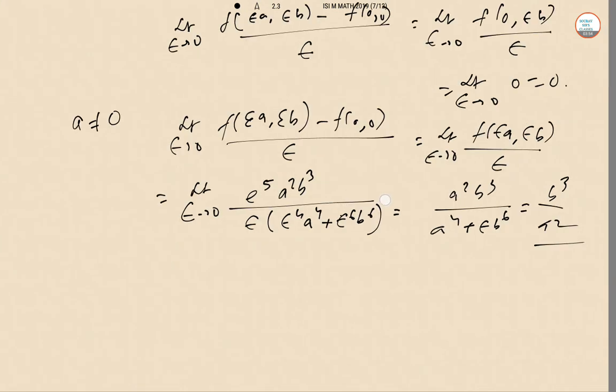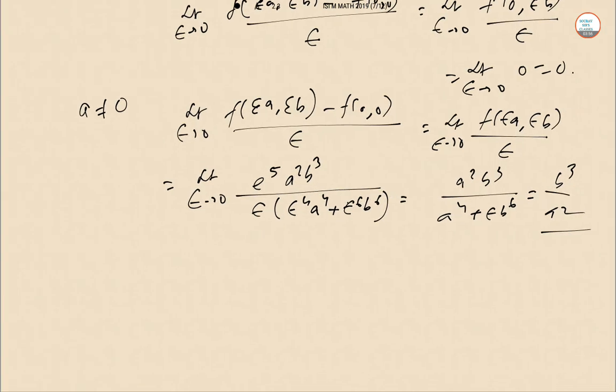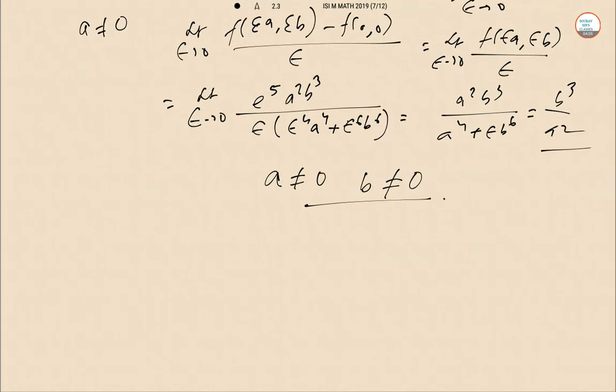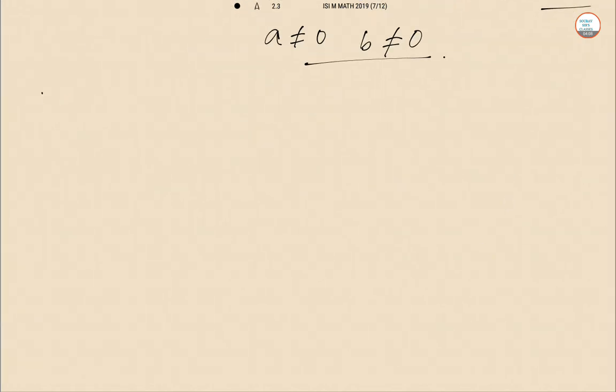So f has a non-zero directional derivative at (0, 0) with respect to the direction (a, b) if and only if a not equal to 0 and b not equal to 0. So this part is done. Part A is completed. Now going for part B.